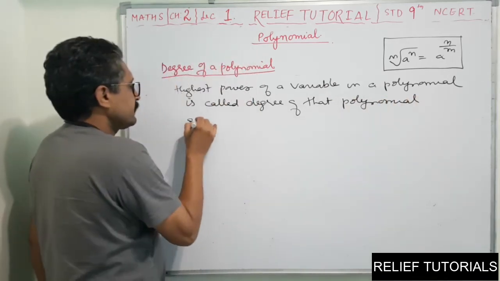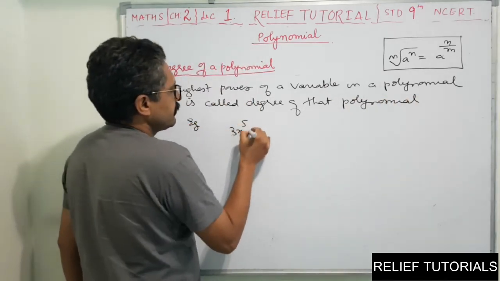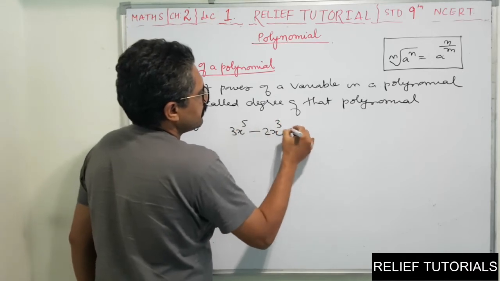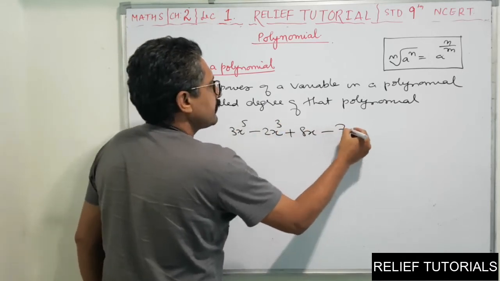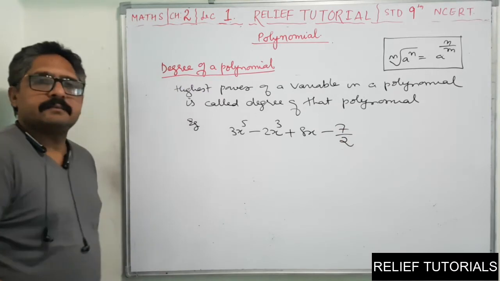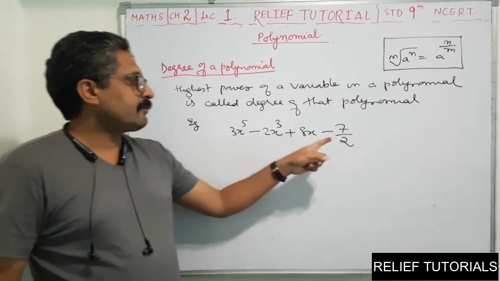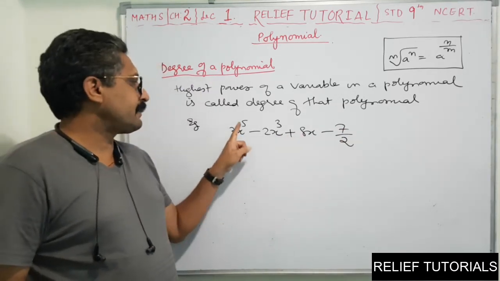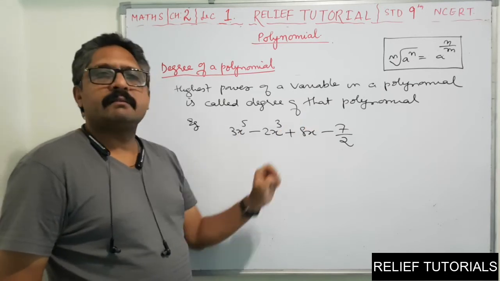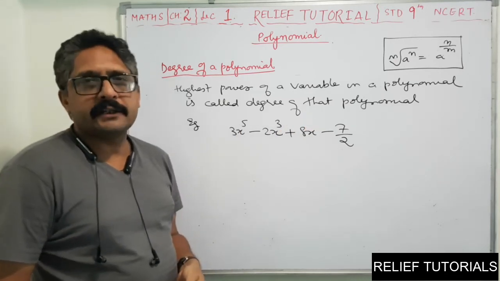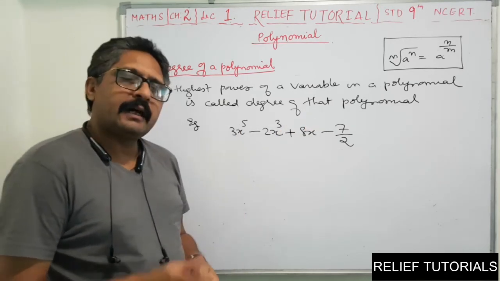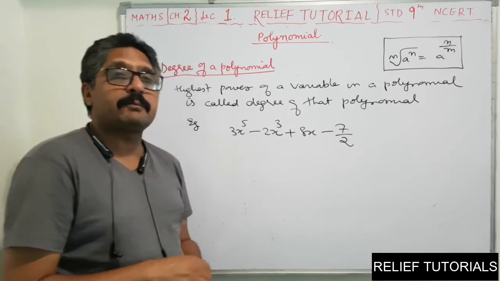See, example I will say. See, this is a polynomial. Why? Because variable x has power 5, 3, 1. All they are whole numbers, not negative integers. So it is a polynomial. Now you have to find the degree of the polynomial.